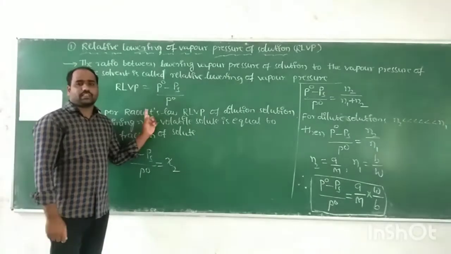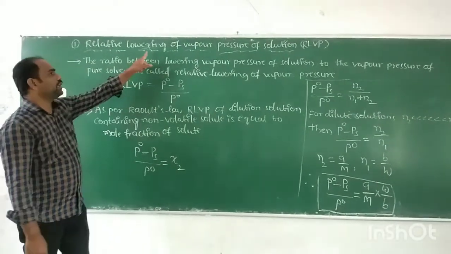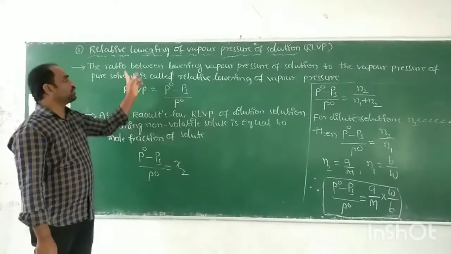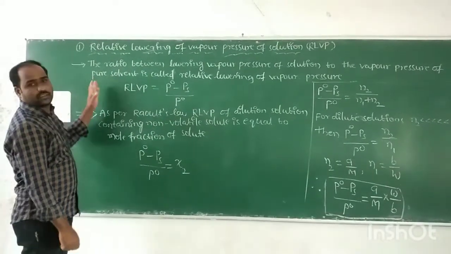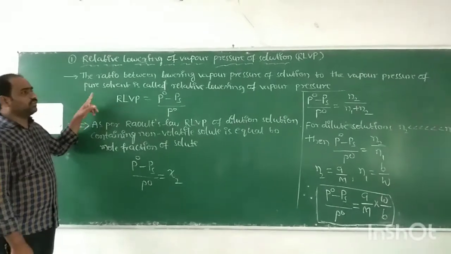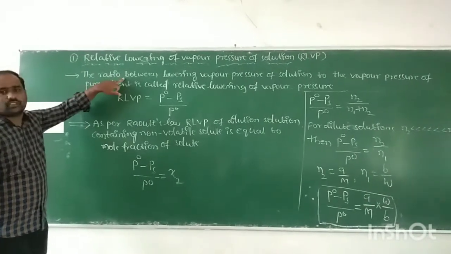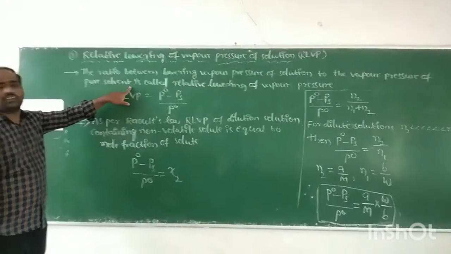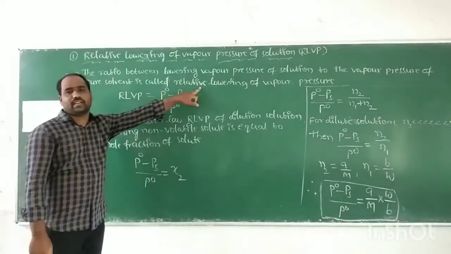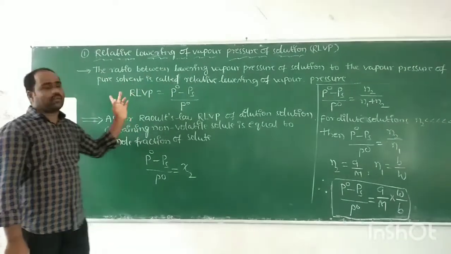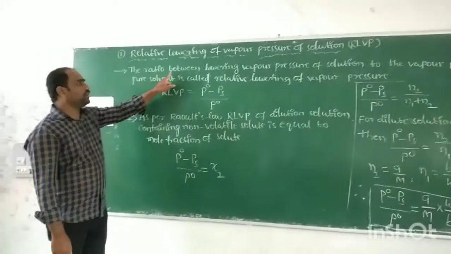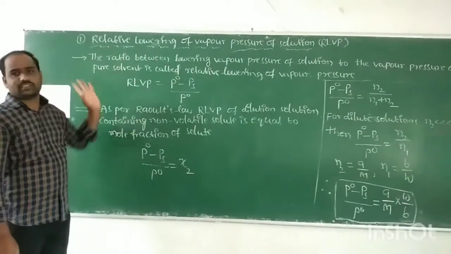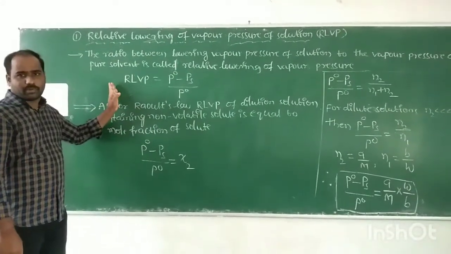Students, the first colligative property is the relative lowering of vapor pressure. Now we are going to discuss the relative lowering of vapor pressure in detail. The relative lowering of vapor pressure of the solution is defined as the ratio between the lowering of vapor pressure of the solution to the vapor pressure of the pure solvent.